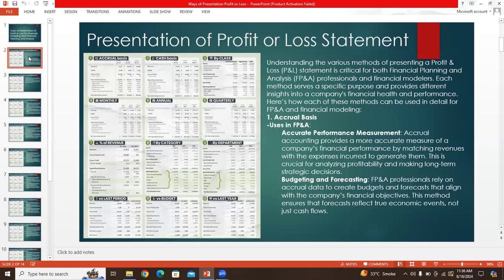It explains that this method ensures that the forecast reflects true economic events, not just cash flows. Yes, in a forecast, we're going to see each line item's economic events, each line item's presentation, and how this line item would be shown in the actual way. We don't focus on cash flow yet. We need to understand that.